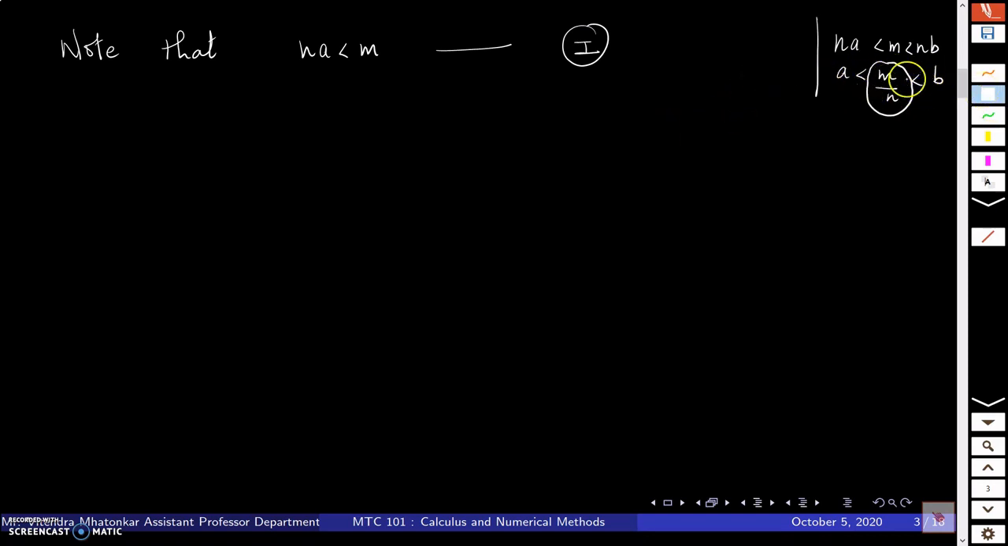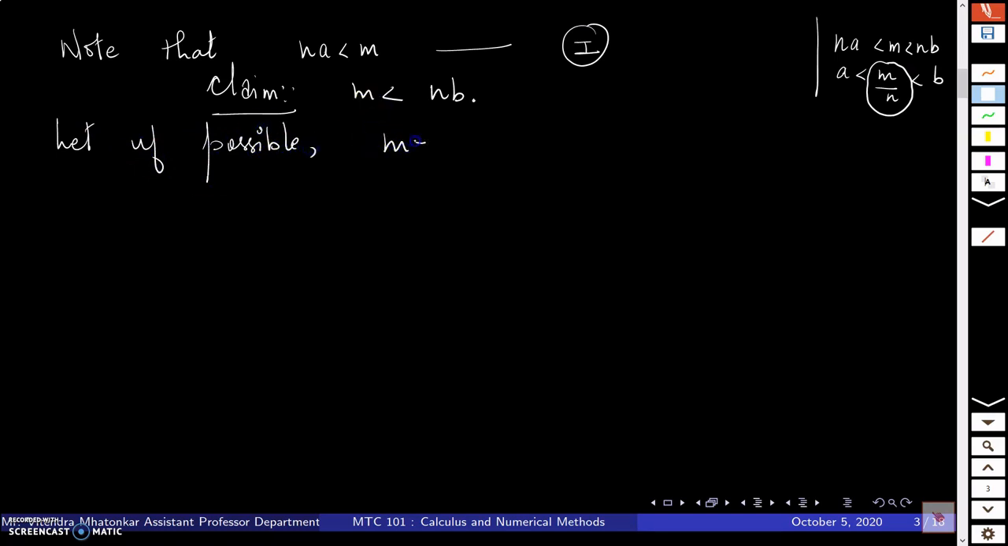So one part is already done. We have proved it. Second part, we have to show that m is strictly less than nb. So now our claim is m is strictly less than nb. We will go by contradiction. Suppose this is not true, that means its negation will be true. That is, m is bigger than or equal to nb. Let, if possible, m be bigger than or equal to nb. So I'm assuming the negation of this statement.